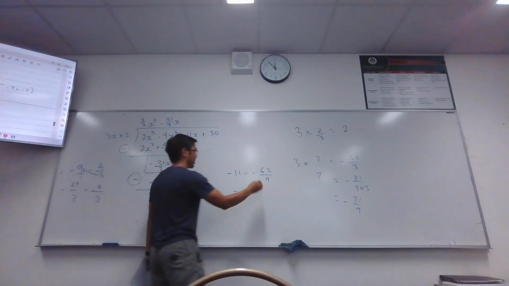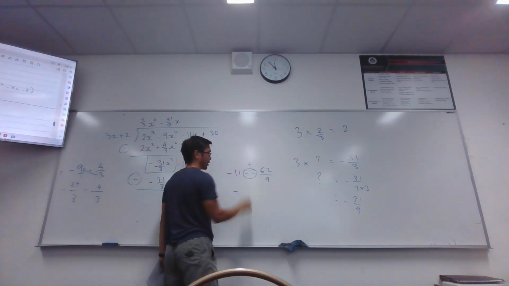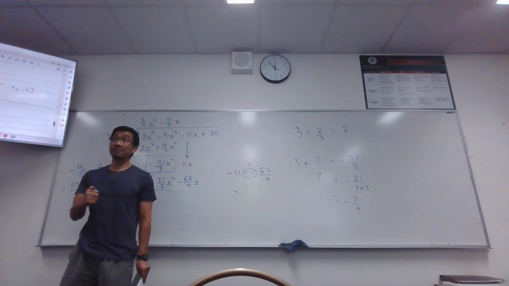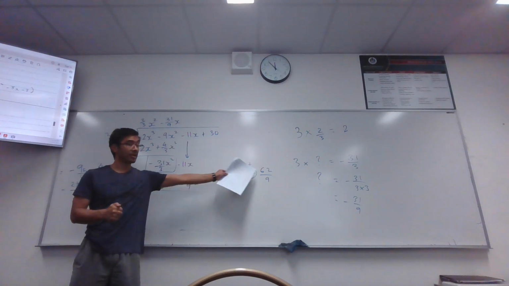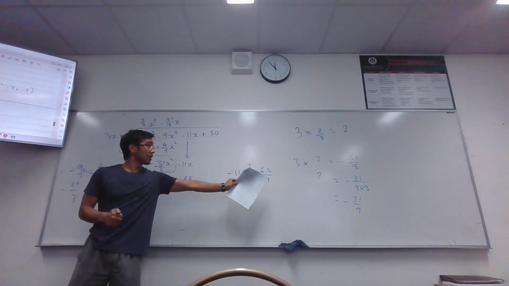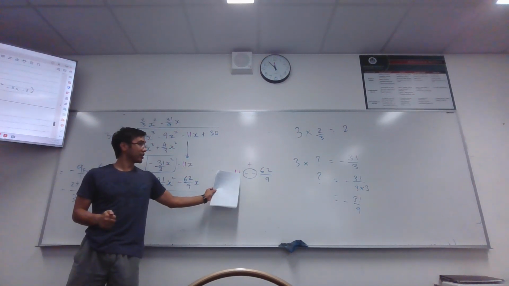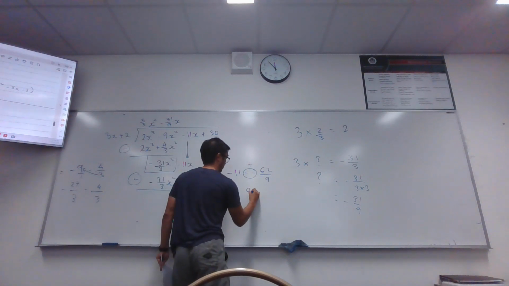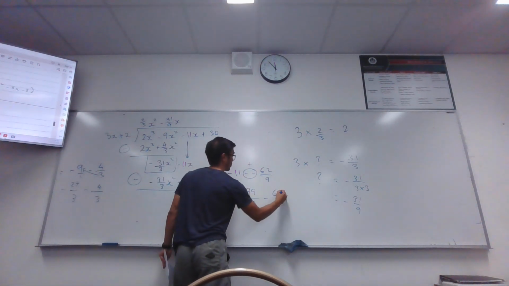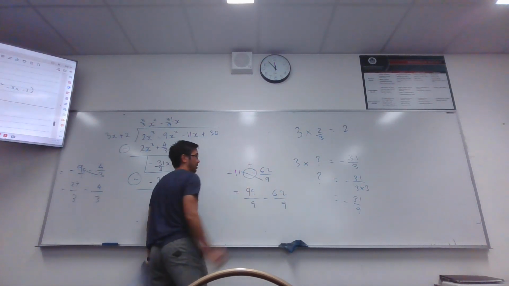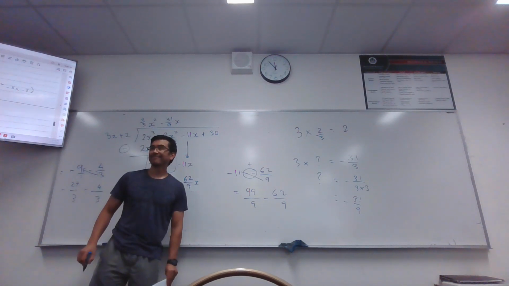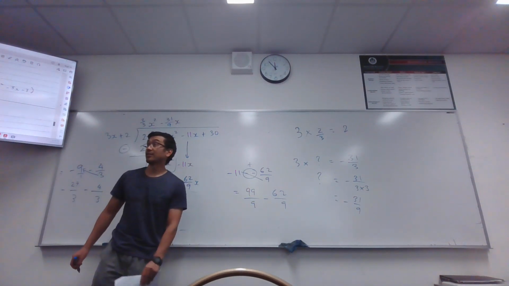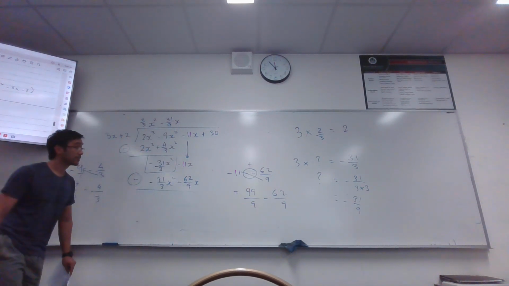Two negatives make a positive. I want the same denominator now. I've got a whole number and a fraction. What am I going to multiply the 11 by, Jesse? Good. It's a cross multiplication. 99 take away 62. Is that not right?